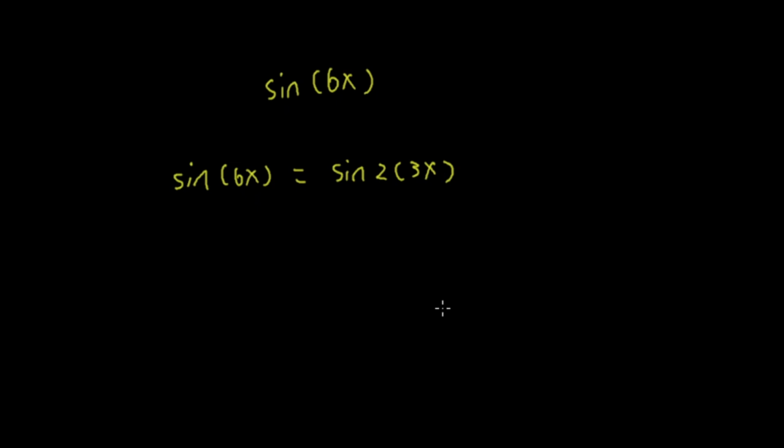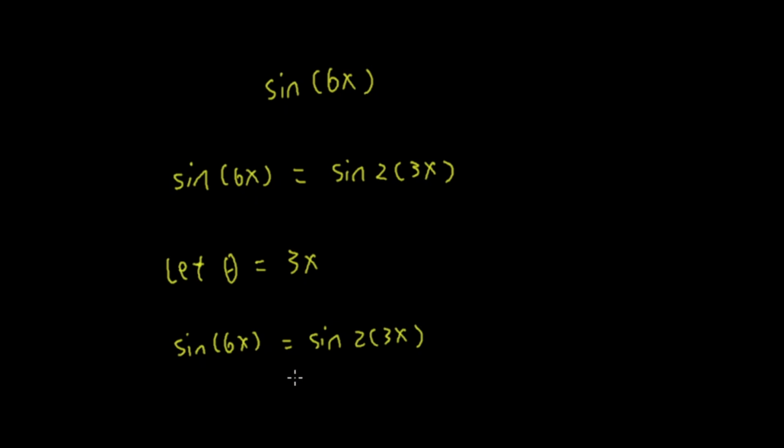In this video, I will express sin 6x in terms of sin x and cosine of x by rewriting sin 6x equals sin 2 times 3x. How do we do this? We can let theta equal 3x for now. Then this is equal to sin 2 theta, right? Okay, so we can write this as sin 6x equals sin 2 times 3x, and it's equal to sin 2 theta for now.